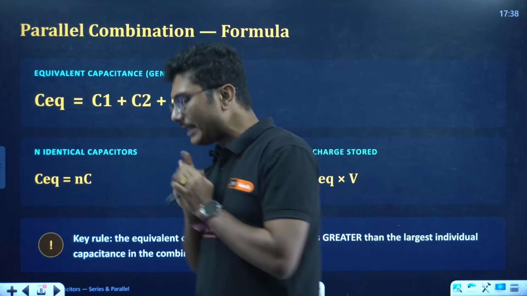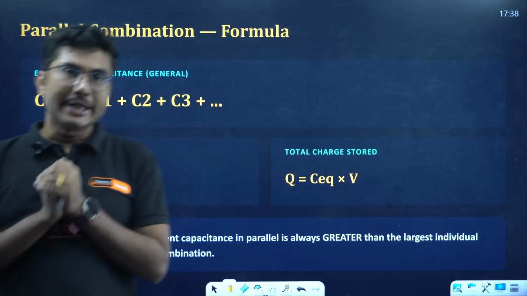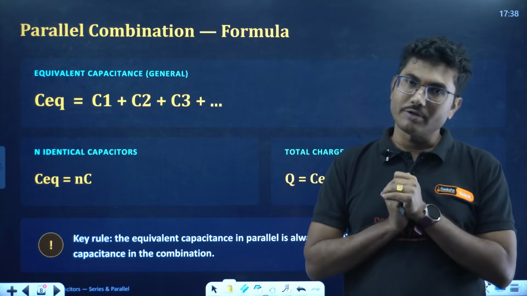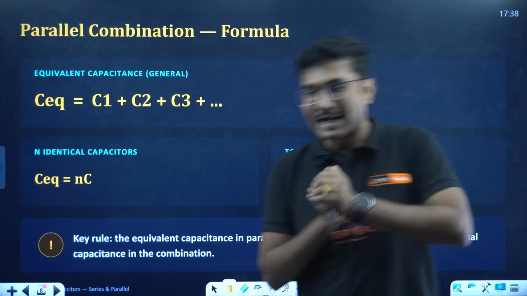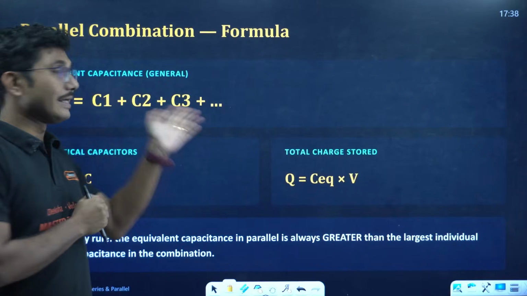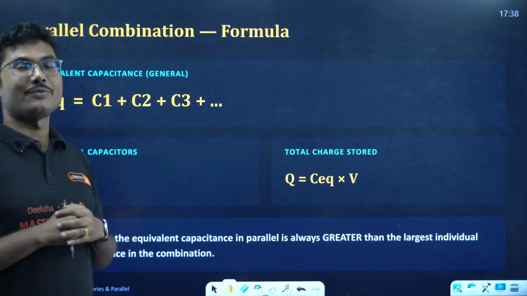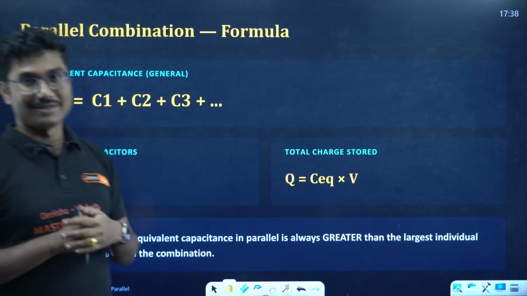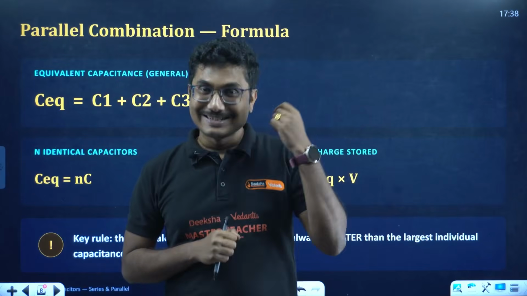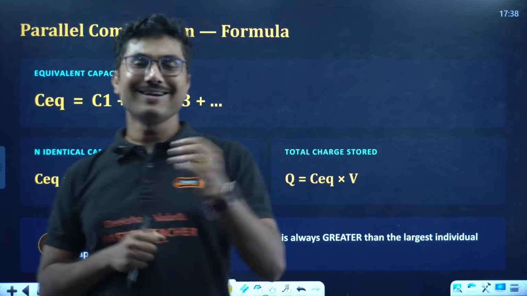One very important point here: many students confuse the series combination of resistors and the series combination of capacitors because they are actually opposite. In a series combination of resistances, they get added. In a parallel combination of capacitances, they get added. In a parallel combination of resistors, they are reciprocally added. In a series combination of capacitors, they are reciprocally added.